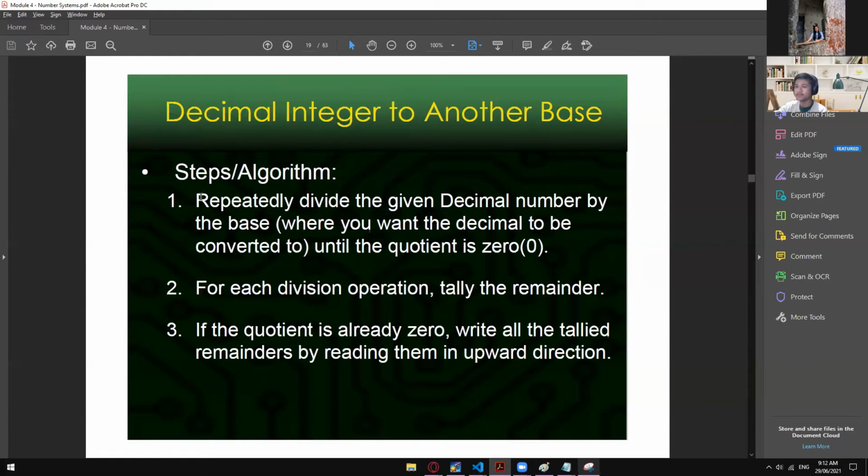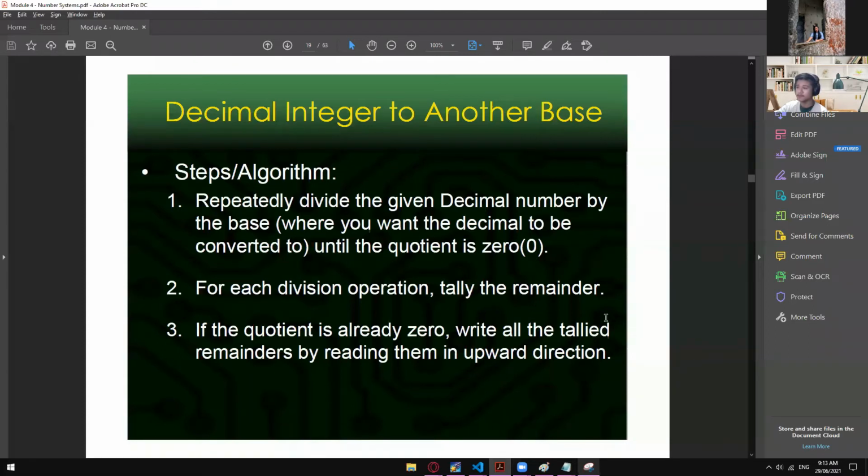Number one, repeatedly divide the given decimal number by the base where you want the decimal to be converted to, until the quotient is 0. For each division operation, tally the remainder, and then if the quotient is already 0, write all the tallied remainders by reading them in upward direction.